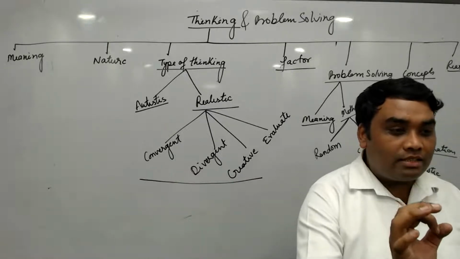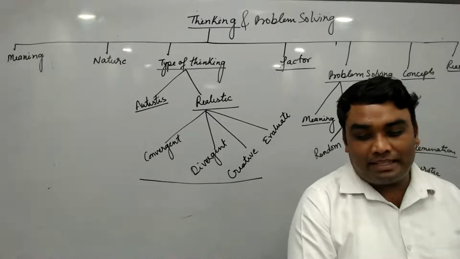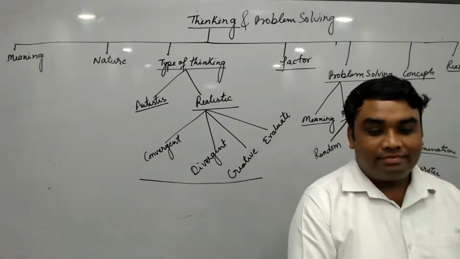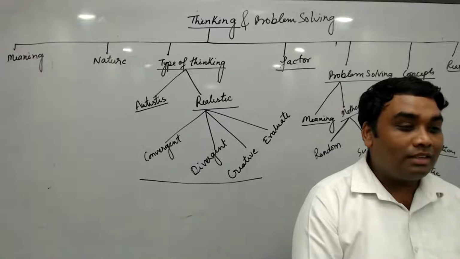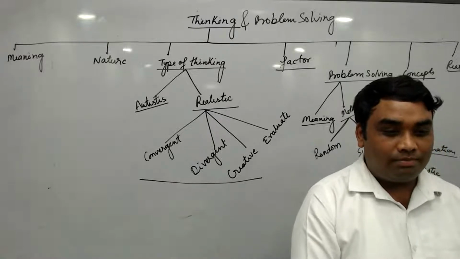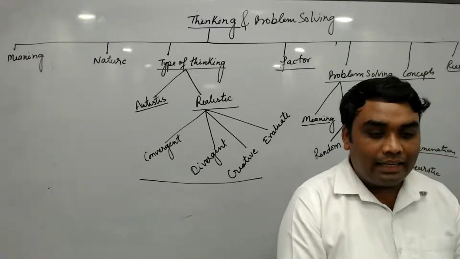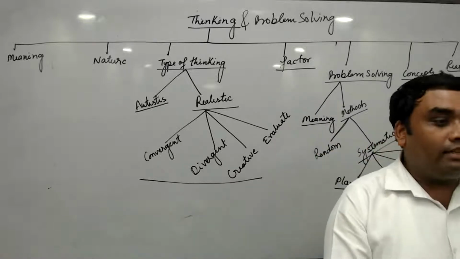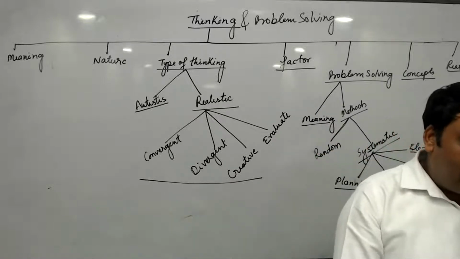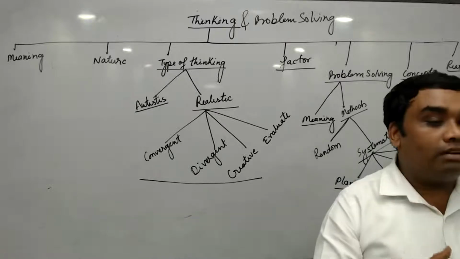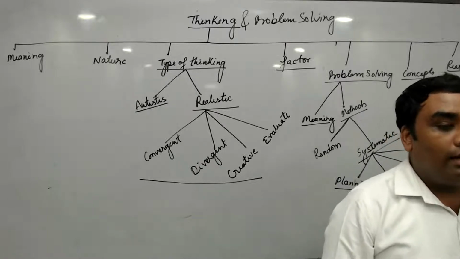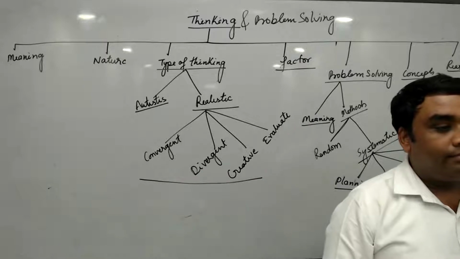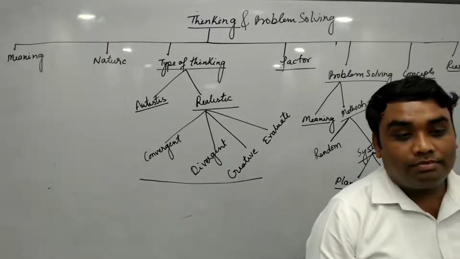Like, the hotel is very good, but it is expensive. What type of concept? Disjunctive concept. Getting it? Yes, sir. It means when one concept is in favor, but the other is also against that. That is a disjunctive concept.